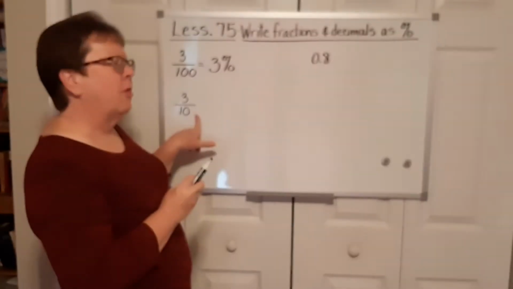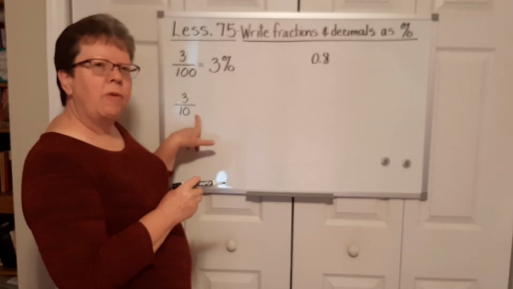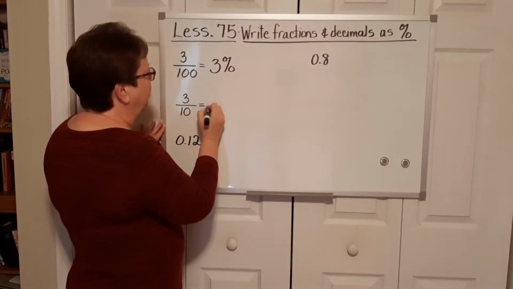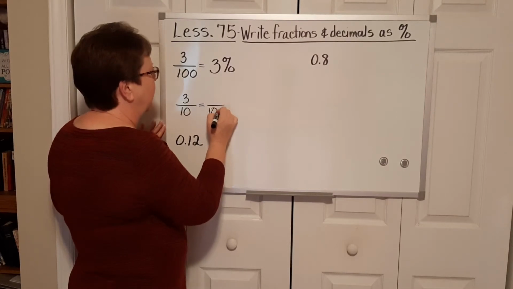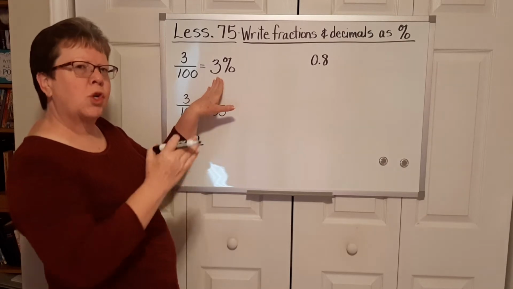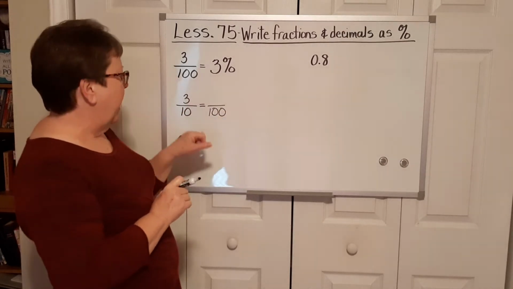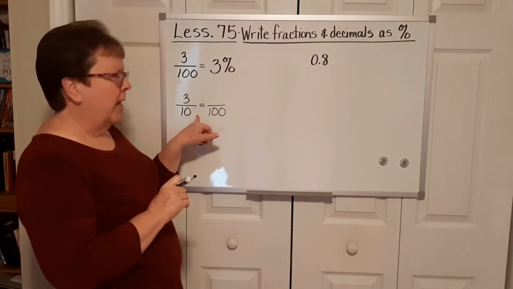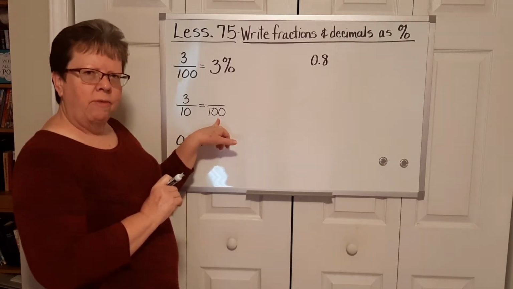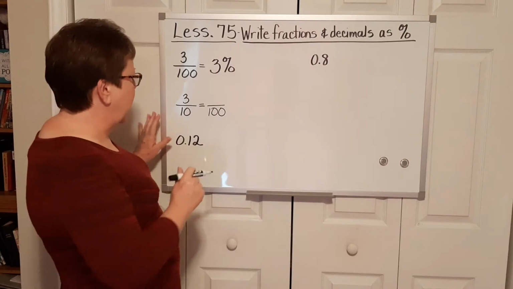Okay, here we have 3/10. Now, before we can write that one as a percent, we have to get a denominator of 100. Because as we look back up here, this was 3%. It was 3 out of 100. So now 3/10, we've got to make that as a fraction with a denominator of 100 before we can write it as a percent.